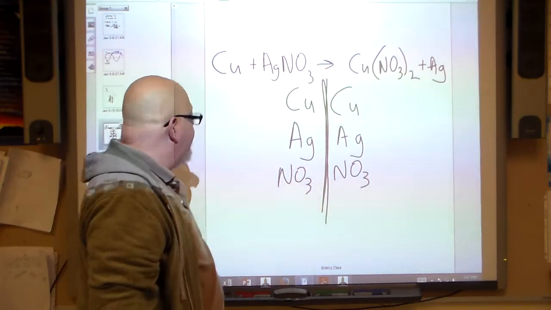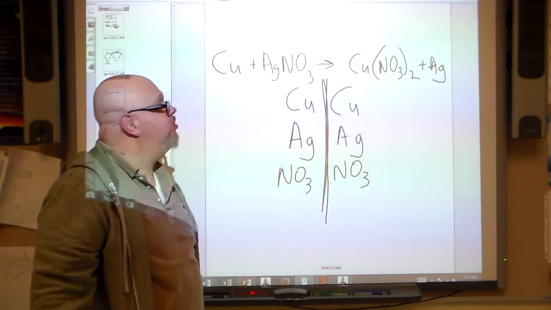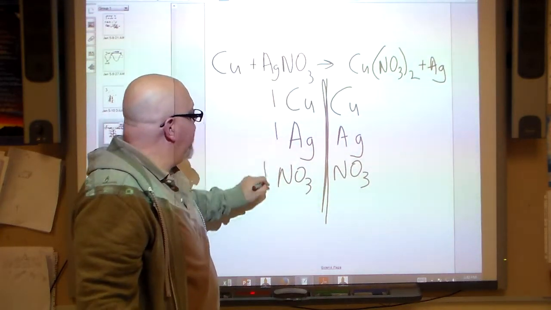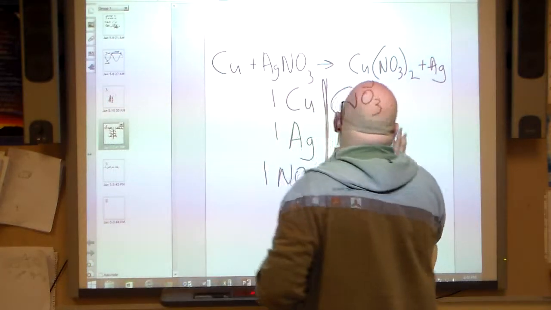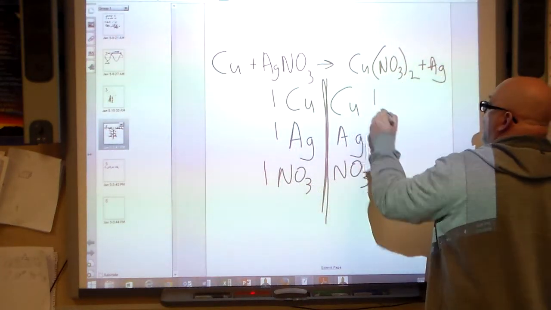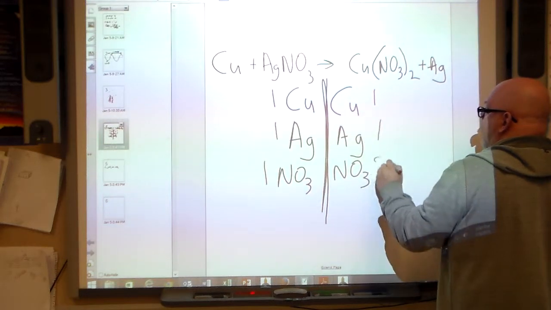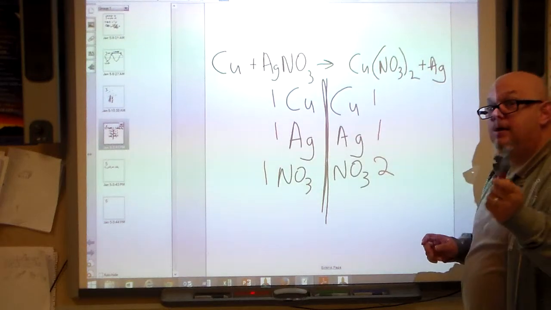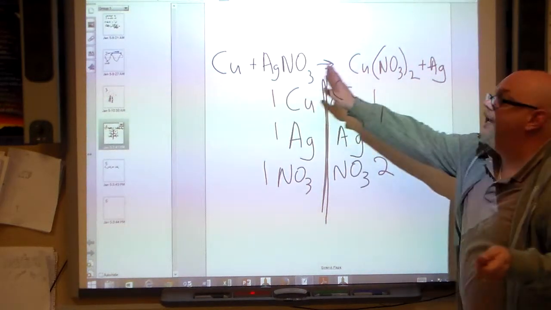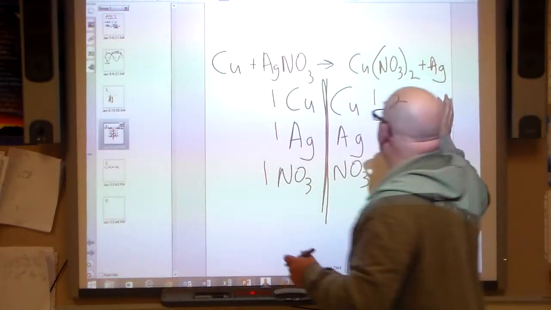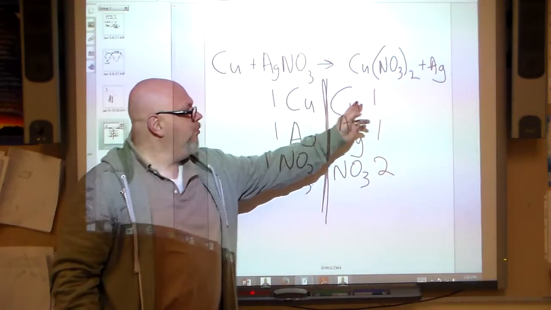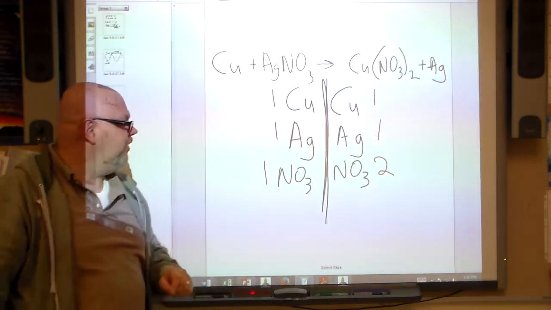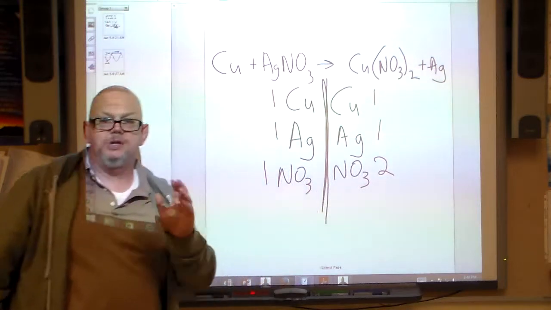Okay, so now we got that. Let's take a look and see how many of each we have. Well, we have 1 copper, 1 silver, and 1 NO3. Over here on this side, we have 1 copper, 1 silver, and 2 NO3s. Now, the idea about balancing a chemical equation or a chemical reaction is that we have the same number of coppers on both sides of the arrow, the same number of silvers on both sides of the arrow, and the same number of NO3s on both sides of the arrow.